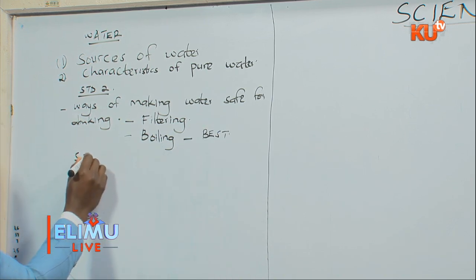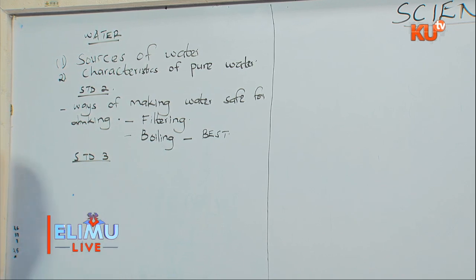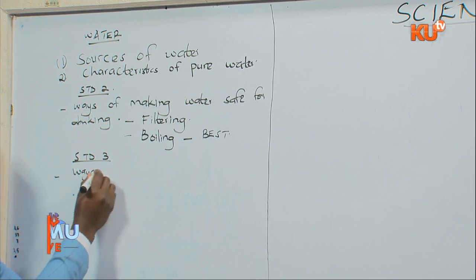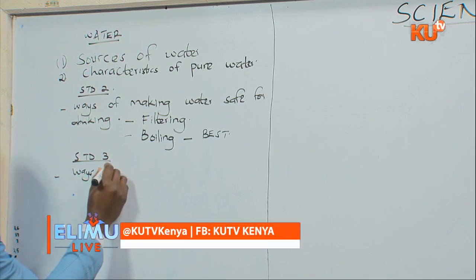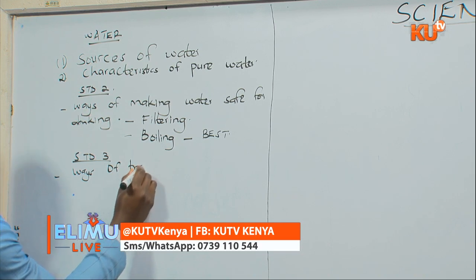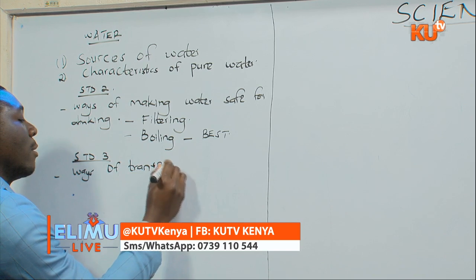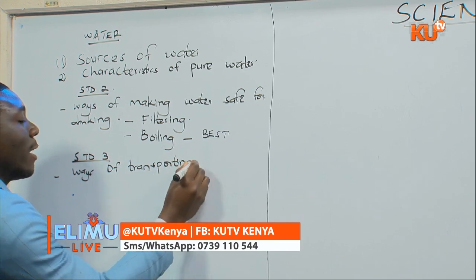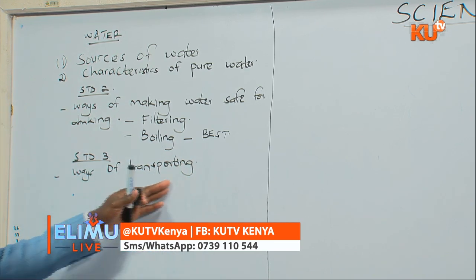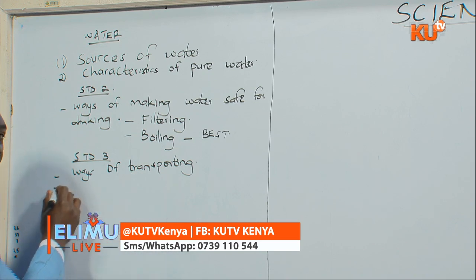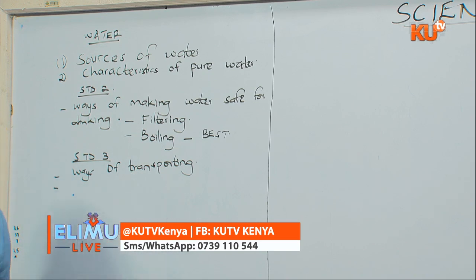In standard 3, under water, we learned about ways of transporting water. We have different ways of transporting this water from the source to where you can consume it. And we said you can use a truck. We have got a water tanker, a special vehicle that we use. We have got many other things that we use.